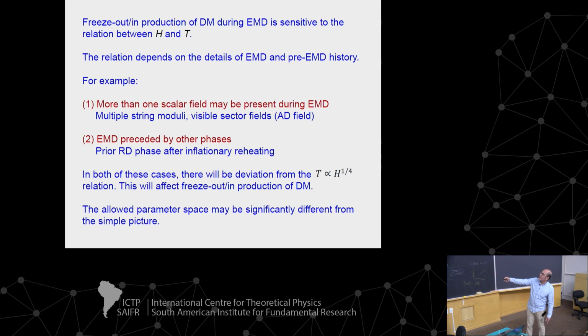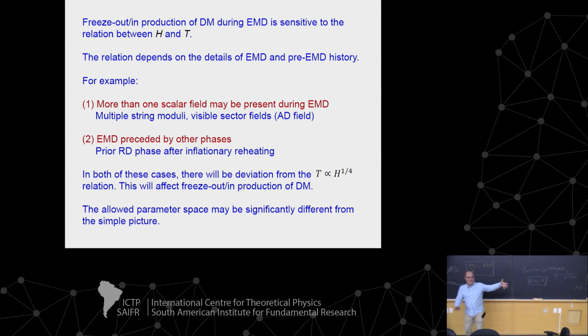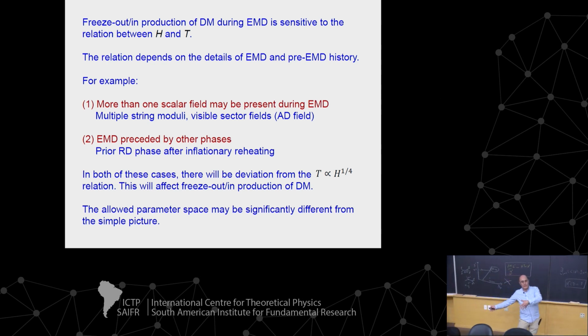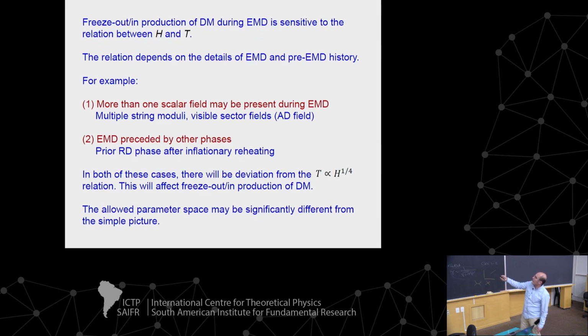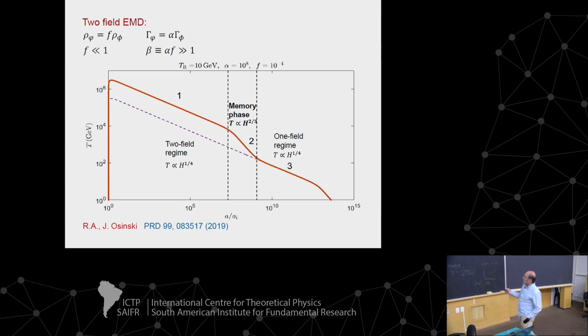And the second possibility is that EMD typically is preceded by some other phases, unless this is the EMD directly after inflation, for example, if we have a perturbative inflaton decay. But if it happens that first the inflaton decays and reheats, and then some other moduli come to dominate, then there is definitely a pre-EMD history. So the point is how sensitive thermal production from thermal processes is to the details of the EMD and pre-EMD. And actually what we found is that the allowed parameter space can be significantly different from the simplest scenario. So this is an example of what we call a two-field EMD.